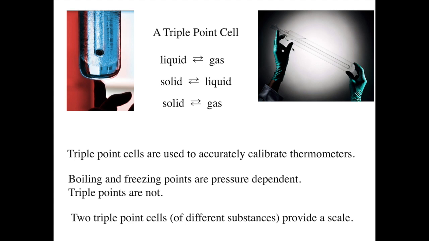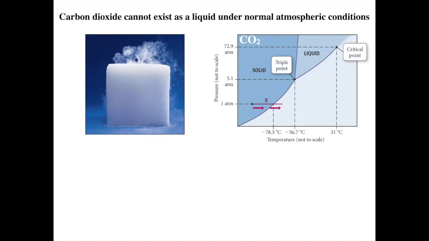But these points, the freezing point and boiling point, are pressure dependent. And so that's an extra variable that can be difficult. The triple point has one specific temperature and pressure. If you reach the triple point, there's only one temperature at which that occurs. So if you need a super accurate thermometer, this is how you calibrate it.